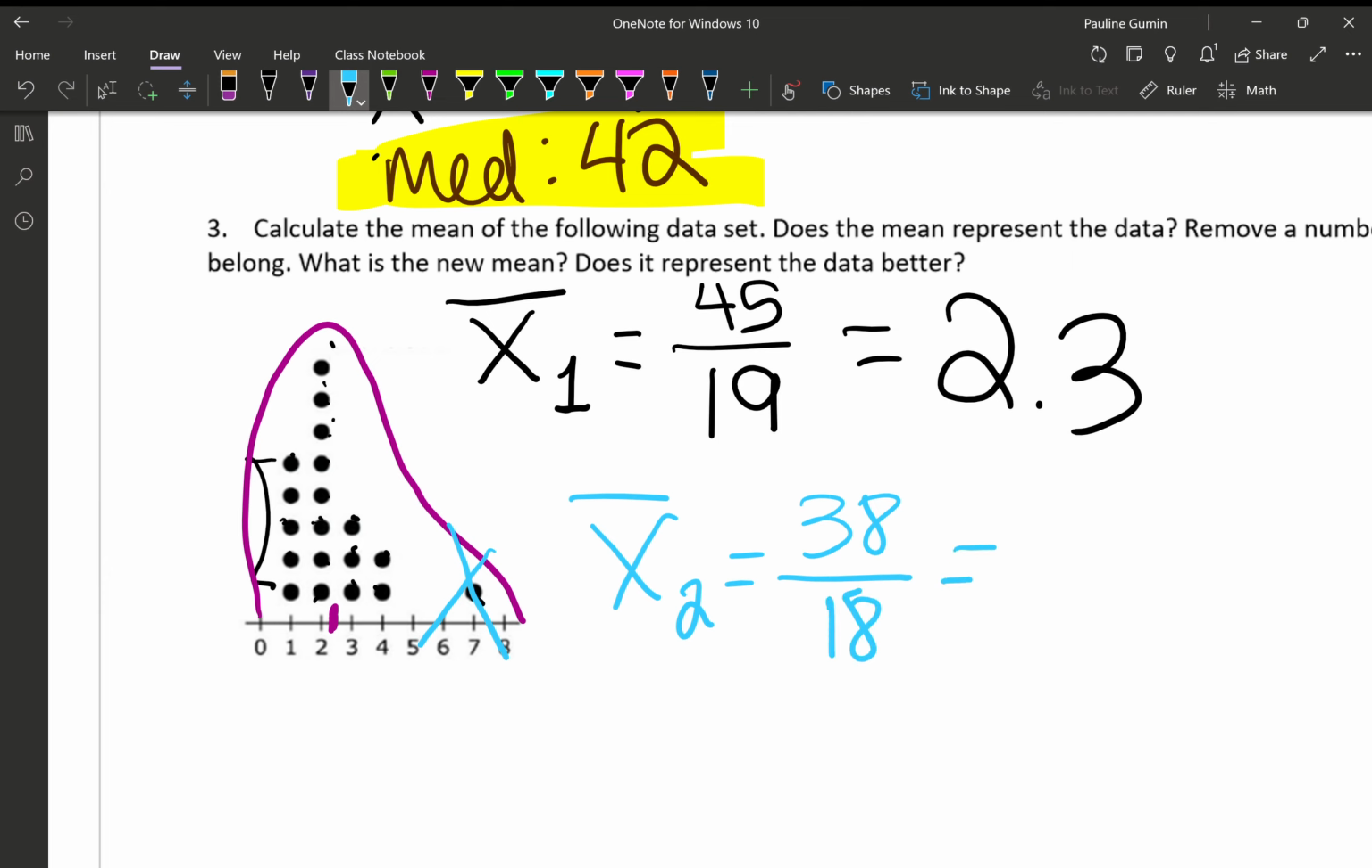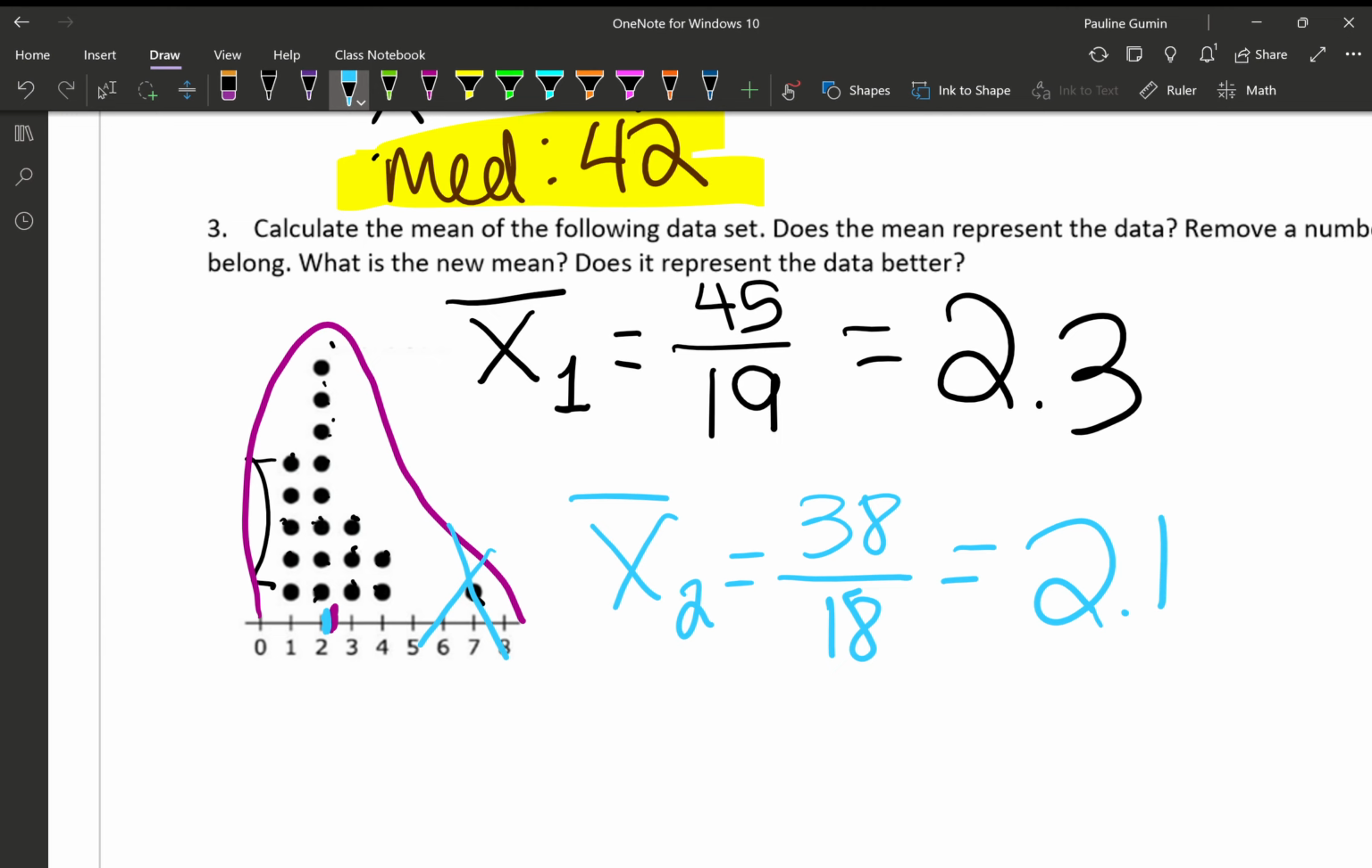I only have 18 numbers. When I do that, I get 2.1, which is even closer to that top of the hill. So, this new mean does represent the data a bit better. So by getting rid of something that doesn't belong, even though our mean changed by 0.2, it did get closer to representing our data. So that's something that we need to think about.